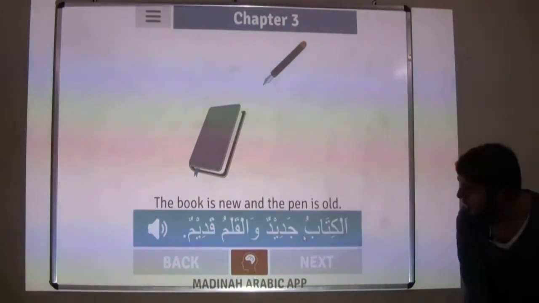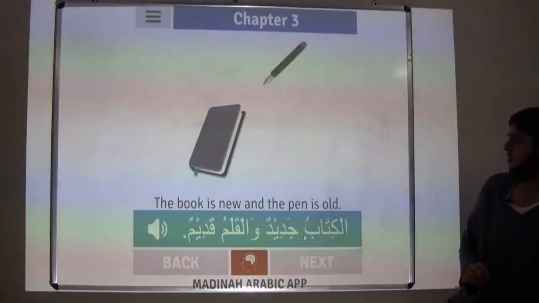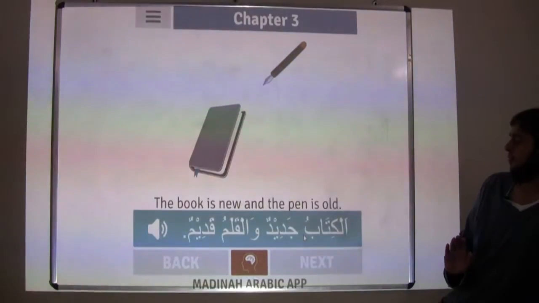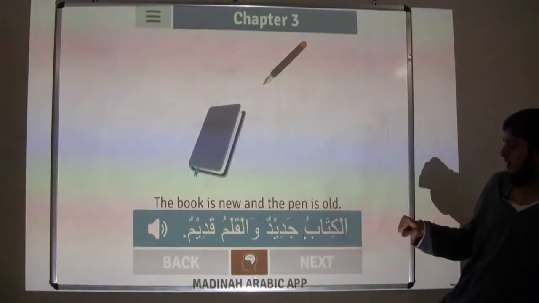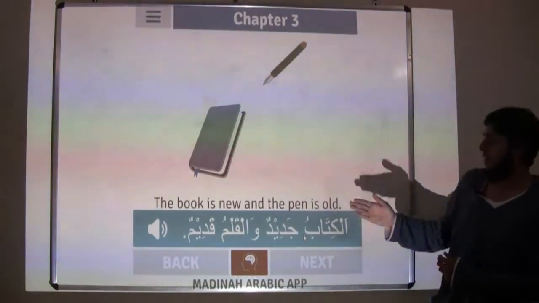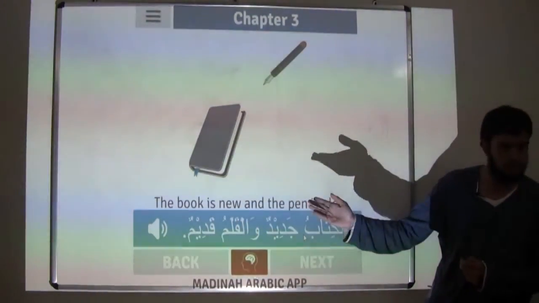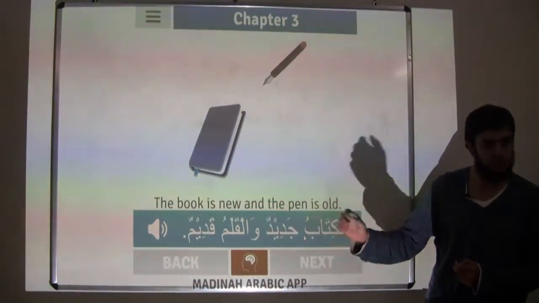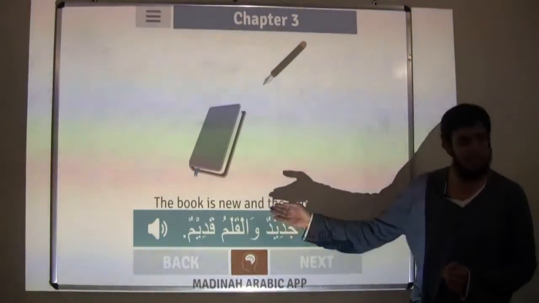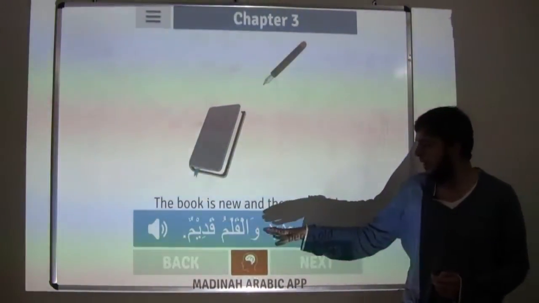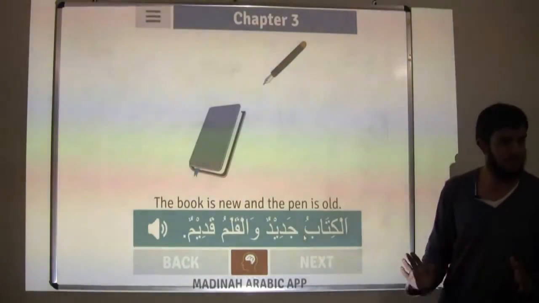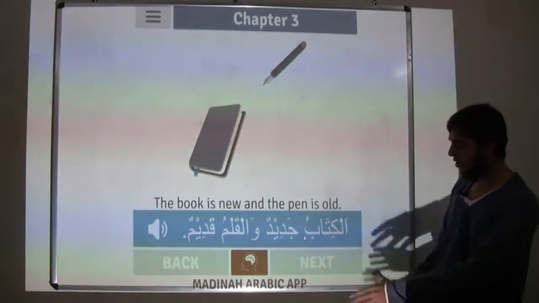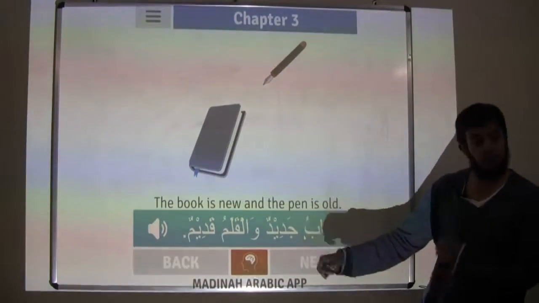Okay. Now. Al-kitabu jadidun wal-qalamu qadimun. So as you can see, Al-Kitabu, the book, Jadid is new. And similarly, Waw is "and," as we have learnt earlier. And Al-Qalamu, the pen, Qadimun, old. Simple as that. Now what we have done here is we have combined two sentences using Waw that we learnt last week.